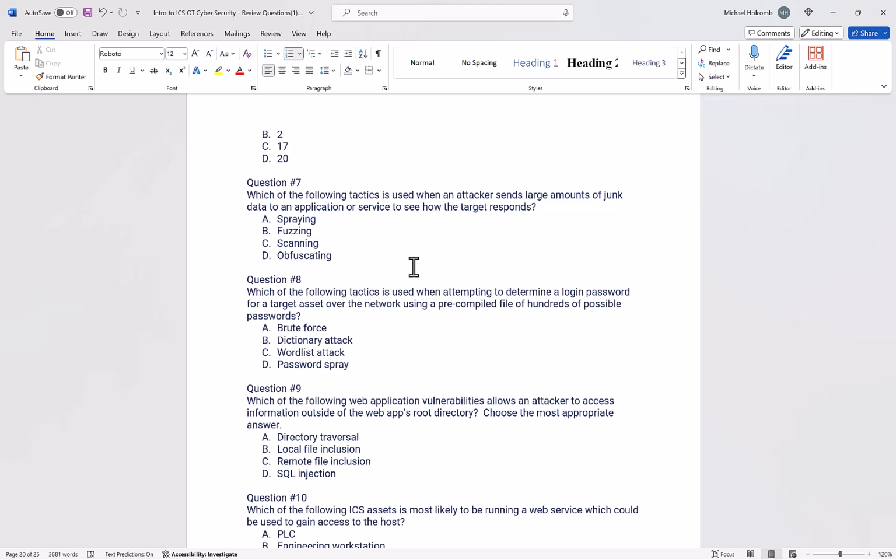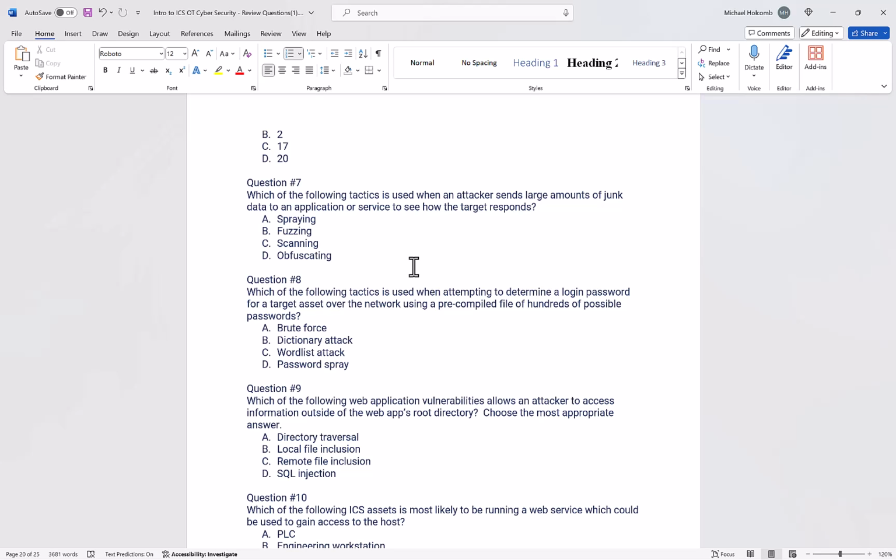So that is fuzzing. Question 8: which of the following tactics is used when attempting to determine a login password for a target asset over the network using a precompiled file of hundreds of possible passwords? Oof, that was a mouthful. But the idea is that's what we call C, a word list attack.